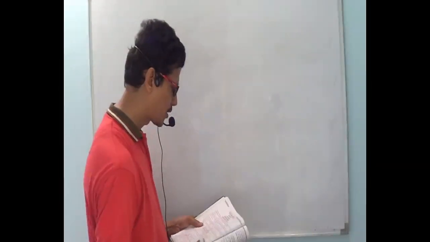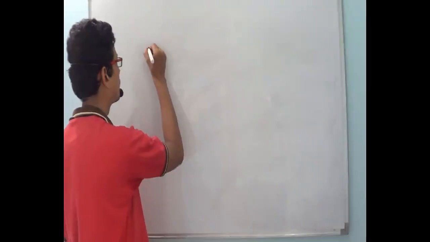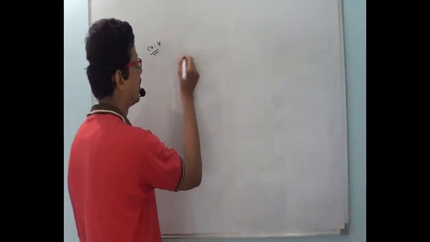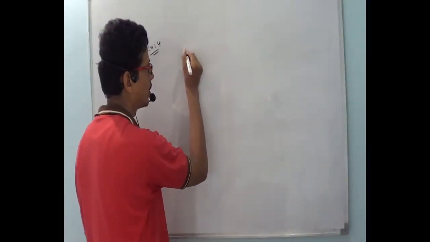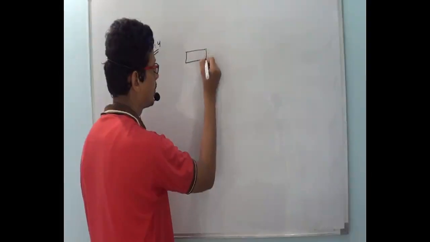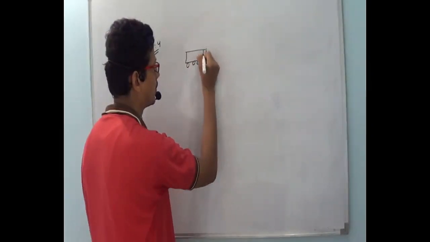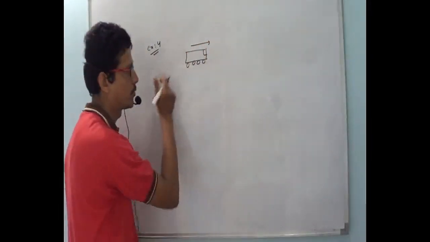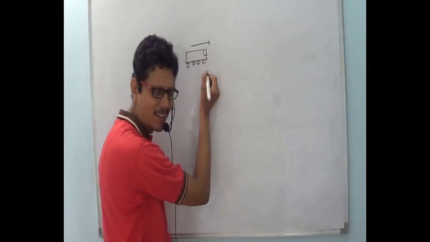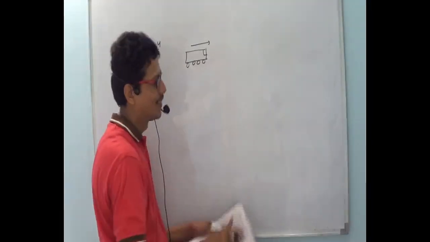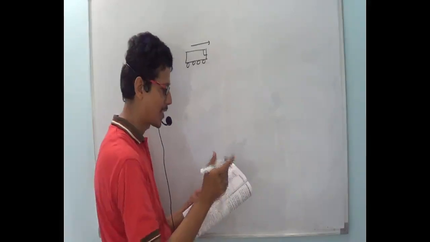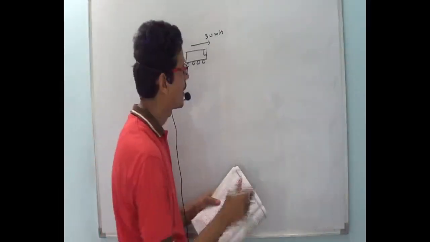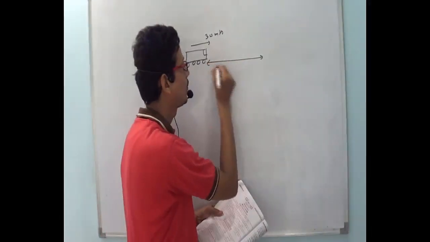An express train moving with a speed of 30 meters per second. So, next example, maybe the fourth or fifth example today. An express train, maybe it is having some wagons. I am not drawing the compartments. I think my engine is good. This is moving with 30 meters per second. It reduces its speed to 10 meters per second after traveling 240 meters.